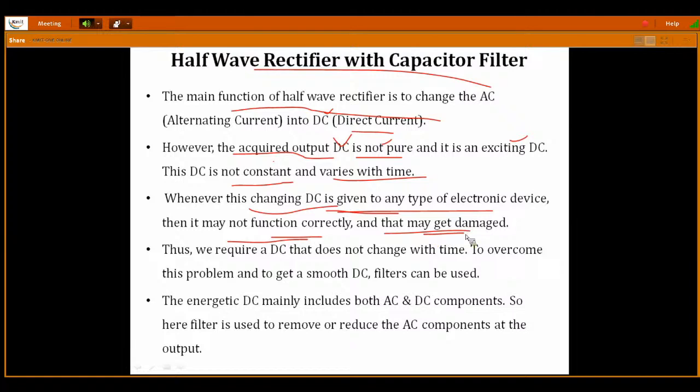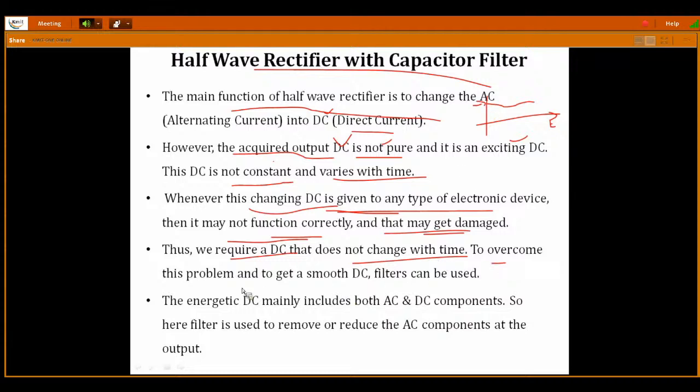Now, what do we have to do? We have to remove the AC ripples. That means if we are able to remove the changing part, then when constant DC is connected to the electronic device, it is not going to be damaged. That is why we require a DC that does not change with time. Even though time is varying, my output voltage is not going to change. It must be a constant voltage. This is what we are expecting in practical cases.